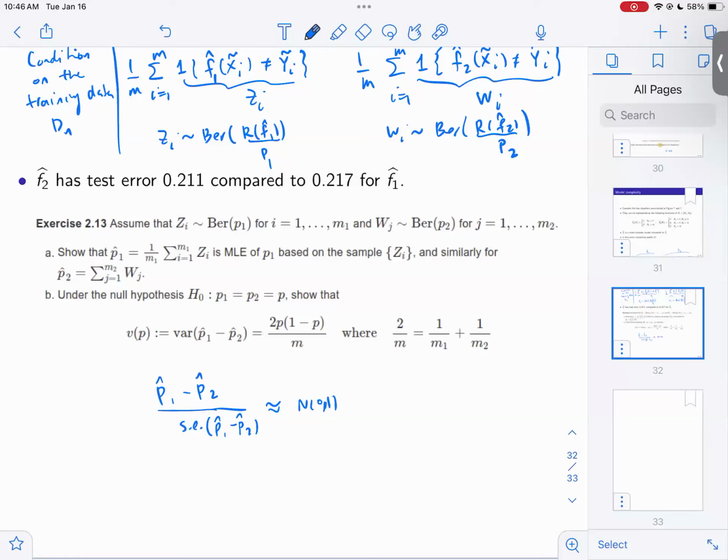Okay, I think we're out of time. But the thing is that under the null, the mean goes away, so this is going to have expectation 0. If I divide by the standard error, it is roughly normal. Then I can compare it with the normal distribution. Is it consistent with the normal distribution, or much bigger? If it's much bigger, then I reject the null. If it's not much bigger, then I accept it.